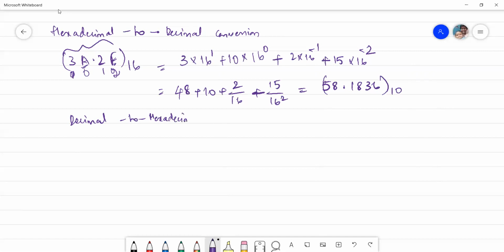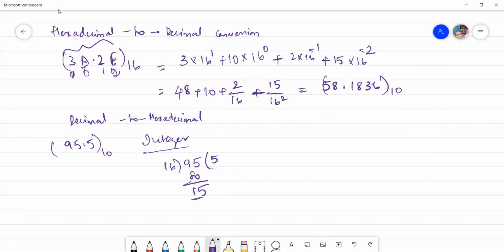Now we'll see another conversion, how to convert a decimal to hexadecimal. Convert the following: I'll take one decimal value, 95.5. This is a decimal value. So how to convert it? Here there are two parts. For the integer part, we need to divide by 16, and 16 fives are 80, and the remainder is 15.